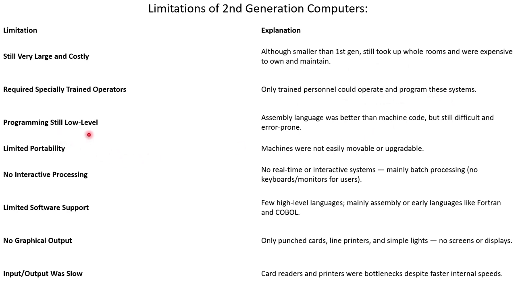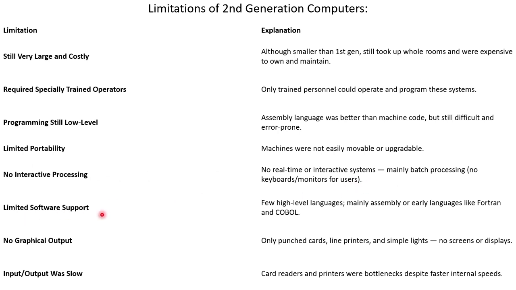Programming was still low level. Assembly language was better than machine code, but still difficult and error prone. Limited portability: machines were not easily movable or upgradable. No interactive processing: no real-time or interactive system. It was mainly batch processing, with no keyboard or monitor for users.